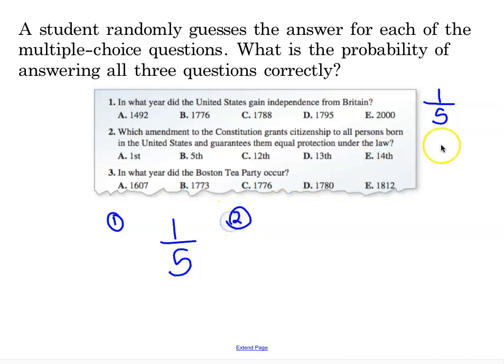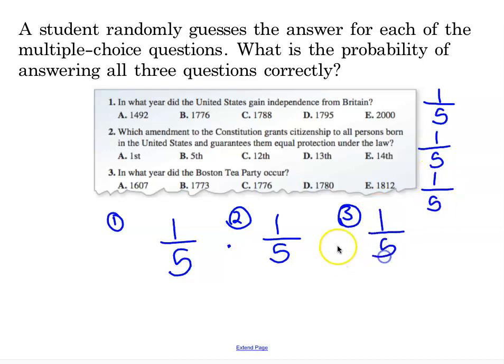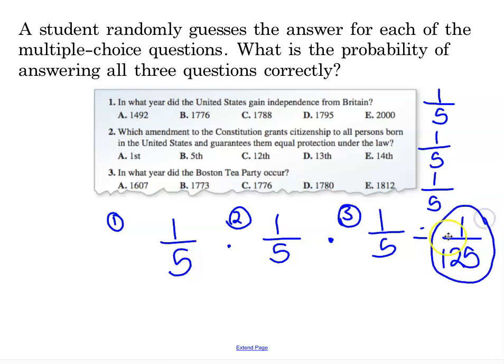Question 2, same thing. It's independent. I still stand a 1 in 5 chance of getting it correct. And question 3, I still have 5 choices, so I stand a 1 in 5 chance of getting it correct. And now since it's independent, I multiply the probabilities together. So 1 times 1 is 1, times 1 is 1. 5 times 5 is 25, times 5 is 125. So I stand a 1 in 125 chance of guessing all 3 of these questions on a quiz or a test correctly. Okay? Independent, the result for one has nothing to do with the other.